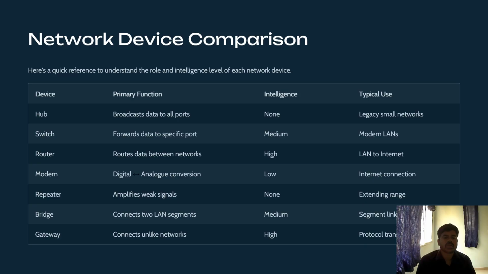So, if we summarize this, hub broadcasts to all, switch sends the data to a specific device, router connects networks, modem converts signals, whether it is analog to digital or digital to analog, repeater boosts signals, bridge connects LAN segments, and gateway translates protocols. Understanding this difference is very important for the exam and practical networking.